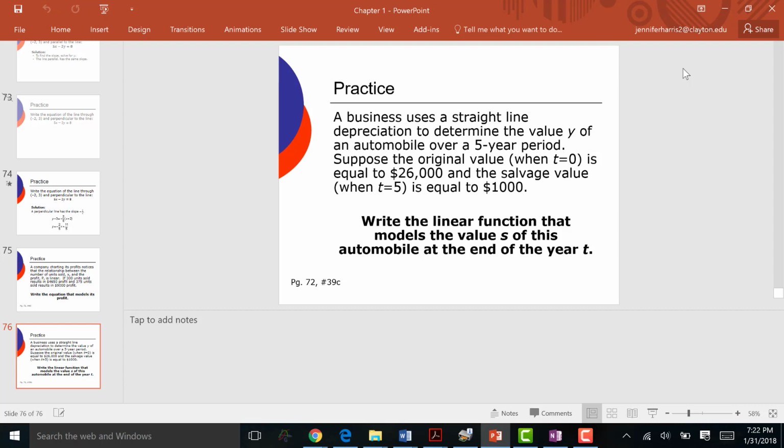So now at 0, how much was it worth? 26,000 when you first bought it. That was at T equals 0. How much was it worth 5 years later? $1,000, 5 years later. What kind of car was that? Maybe did you trash it? They probably did. Okay, so now, do we have enough information to do the slope?